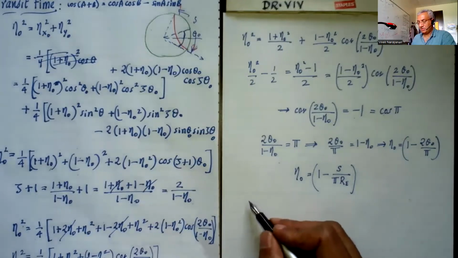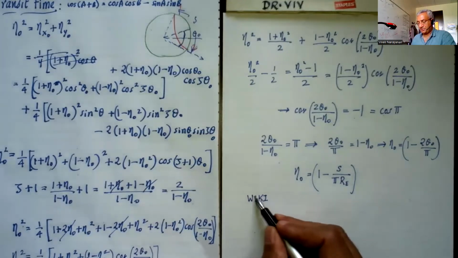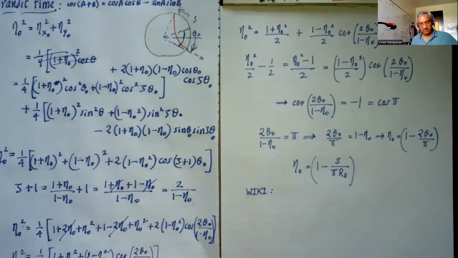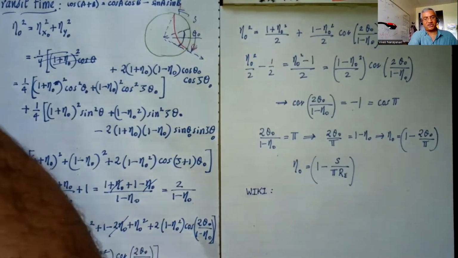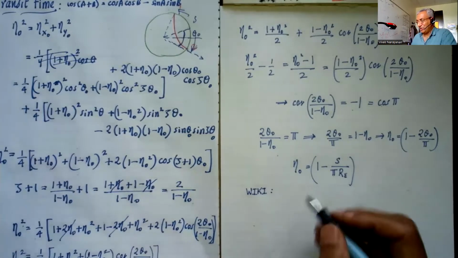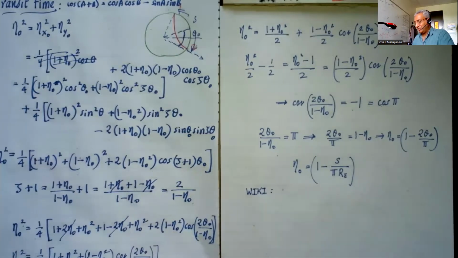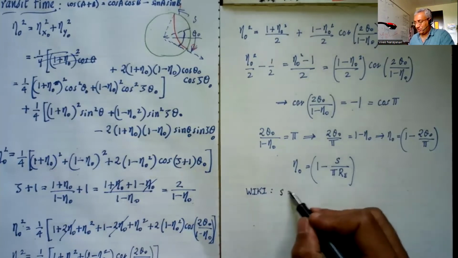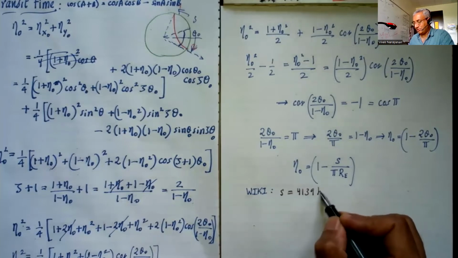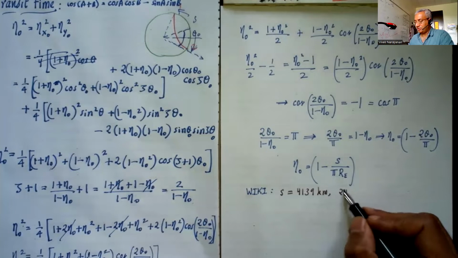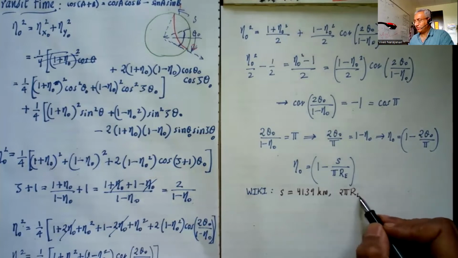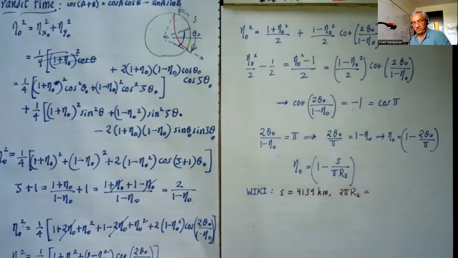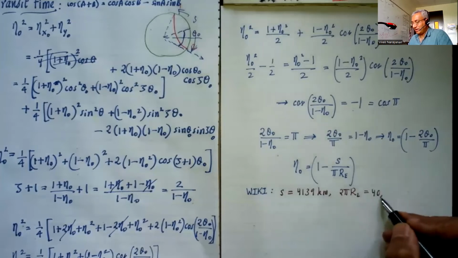So from Wikipedia, and here again, it's an act of faith, because who can believe anything in Wikipedia these days? But I'm hoping that some things are true. So according to Wikipedia, the geodesic distance between Los Angeles and New York City, S, is 4,139 kilometers. And according to some other facts, the circumference of the Earth, excuse me, is 40,075 kilometers.